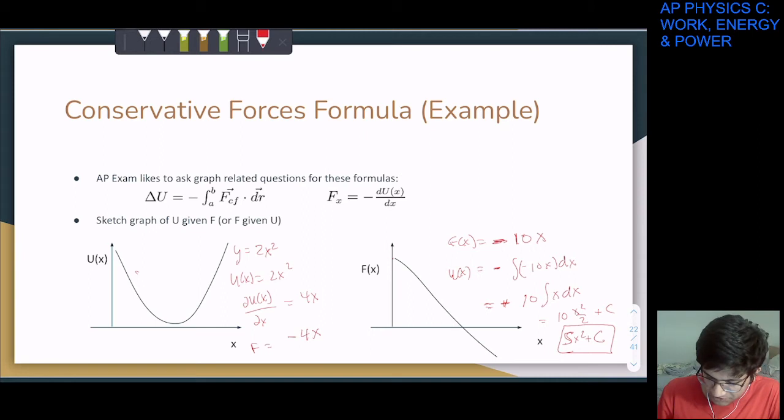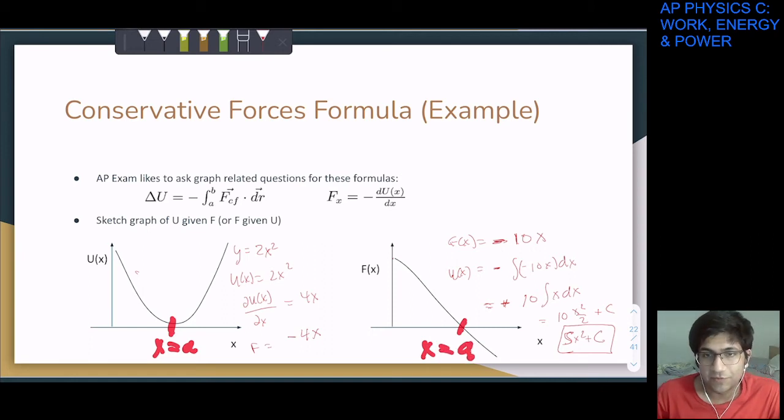And the one thing just to double check always is, you can get the shape right, but we want to make sure that the location is right too. And to do that, the trick is that where the force is 0, and remember, this plot here is the derivative of the plot on the left. Well, where the derivative is 0 corresponds to the vertex. So you just have to make sure that if this is at x equal to a, this over here is also at x equal to a. You just want to make sure of that.